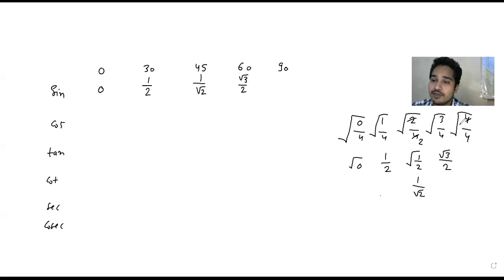And when you will divide 4 by 4, you will get 1 and the square root of 1 is 1. So here you will get the value of sine 90 is 1. So in the simple trick, you calculate all the 5 ratios. Sine 0 is 0, sine 30 is 1 by 2, sine 45 is 1 by under root 2, and sine 60 is under root 3 by 2, and sine 90 is 1.